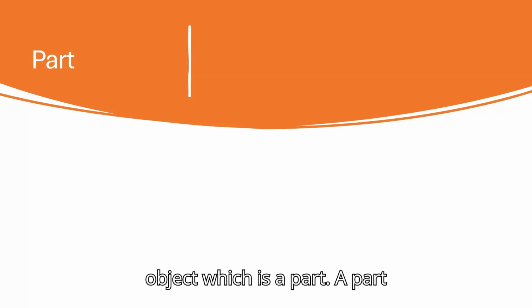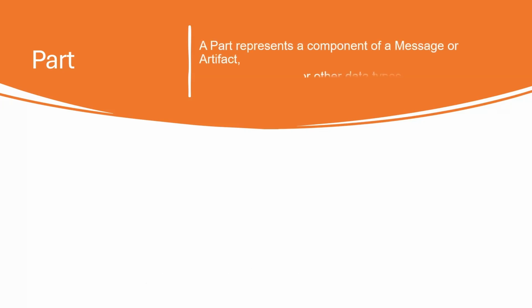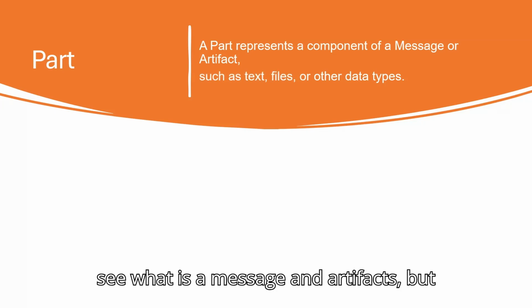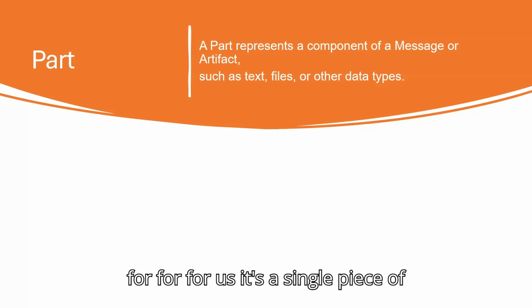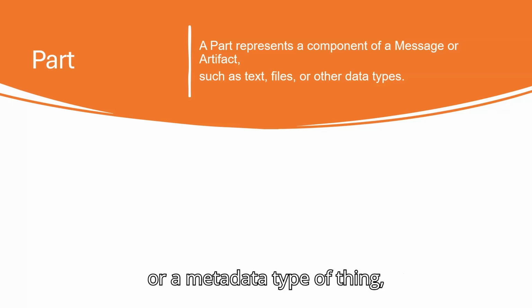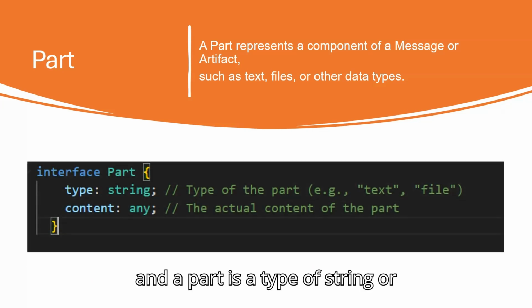Now let's go through the first type of object, which is a part. A part type of object is used in messages as well as artifacts. We will see what a message and artifacts are, but for us, it's a single piece of information. It could be text, a file, or a metadata type of thing. And a part is a type of string, or it can be any other type.